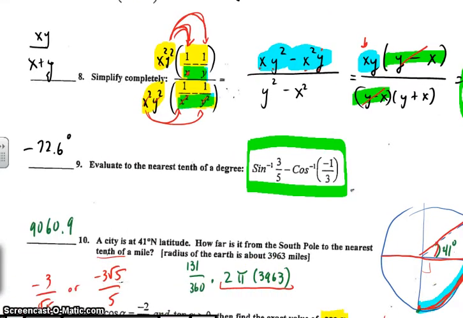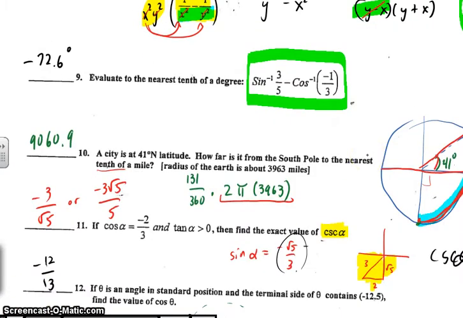All right, number 9. Number 9 is simply put in your calculator. Inverse sine of 3/5 minus inverse cosine of negative 1/3. Make sure you're in degree mode. Make sure you round correctly, and you get your answer. All right. Number 10.